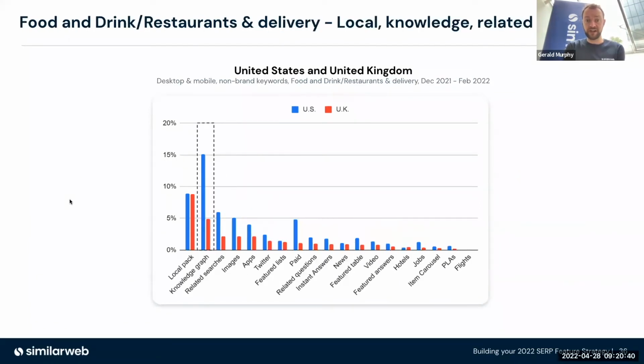In food and drink, restaurants, you can see that local pack, knowledge graph, and related searches are the top 3 most prominent features. But also note, look how much bigger it is in the United States in the second pillar here. You can see that knowledge graph is so much bigger in the United States versus the UK.